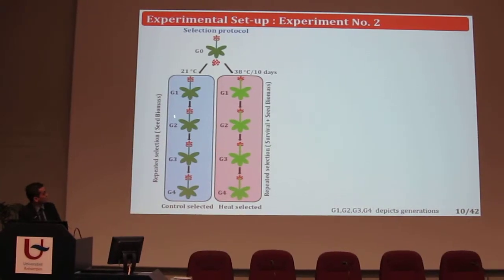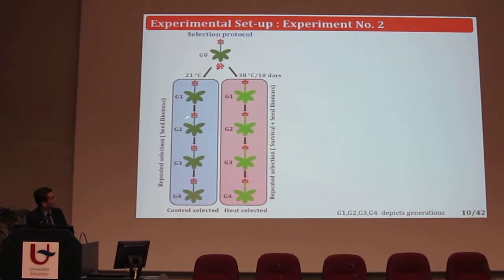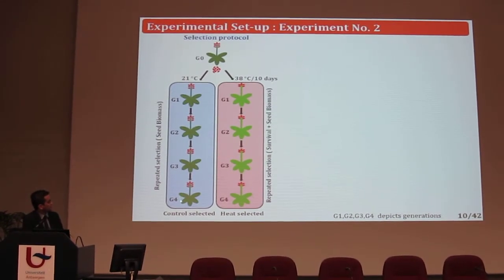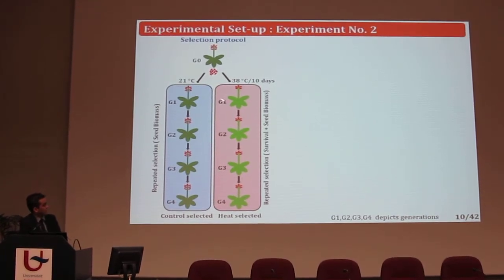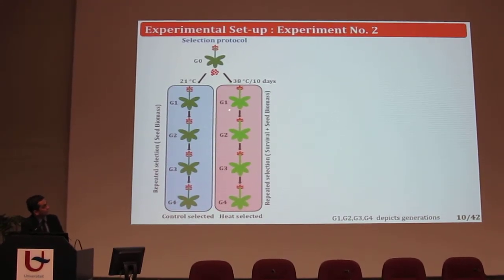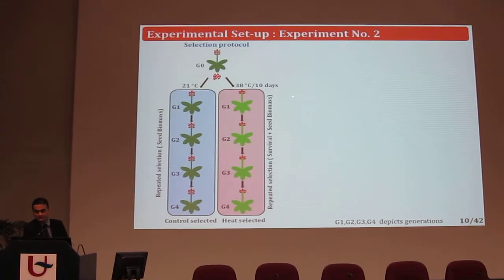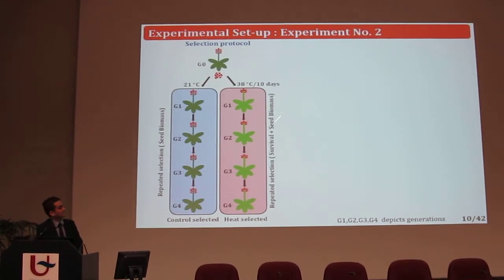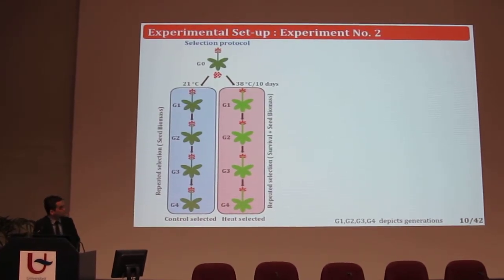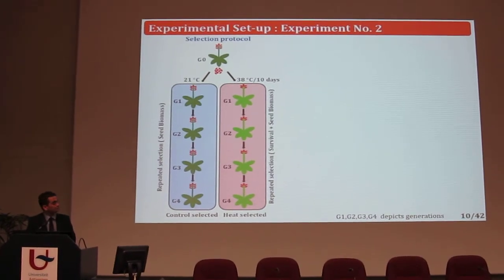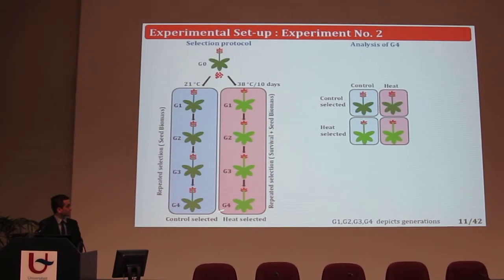seed biomass. We took the best plants out of every generation and made the selection procedure for 4 generations. Here we made selection on the basis of survival and on the basis of fitness, when our fitness criteria was seed biomass.